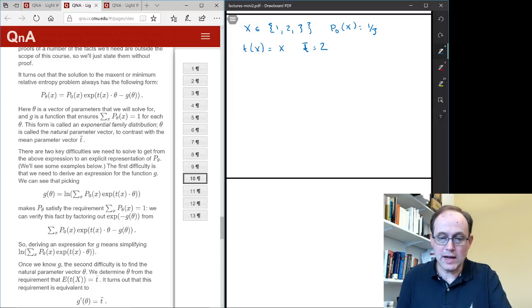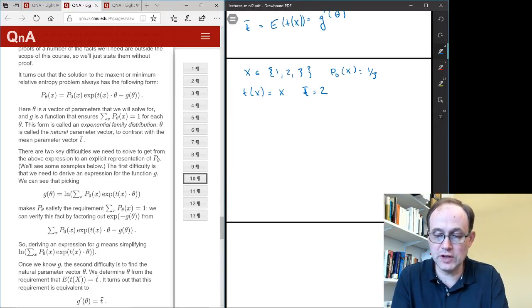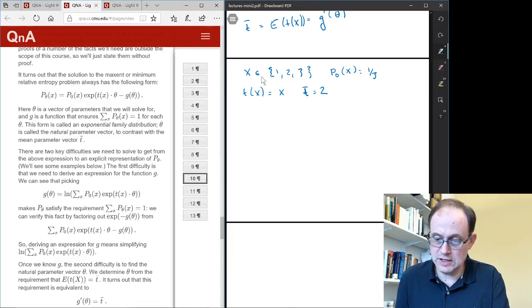All right, so we're back. Let's work out the problem. The problem was, given these assumptions here, we'd like to work out the value of theta that achieves this value of t bar.